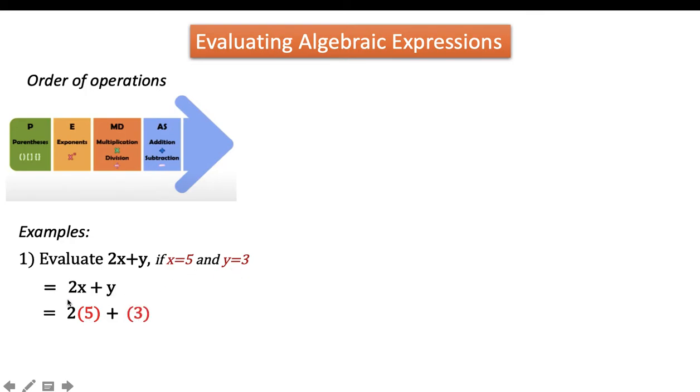Then after that, since this 2 and x here means multiplication, 2 and 5 are to be multiplied. So in this case, we have two operations, the multiplication and addition. Which one are we going to work on first? In the order of operations, we must multiply first before adding. So we will start with 2 times 5, and 2 times 5 is 10.